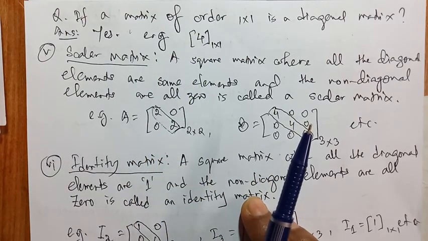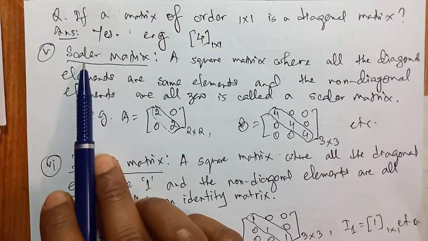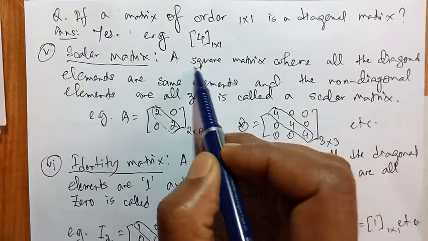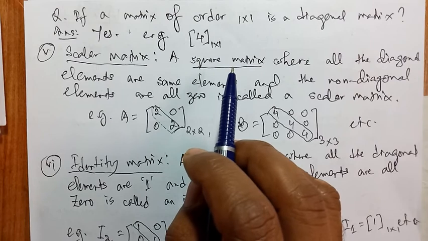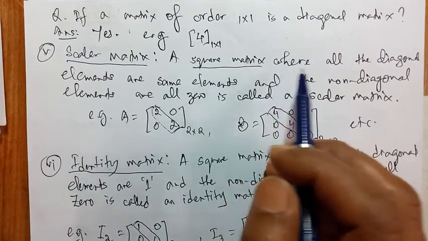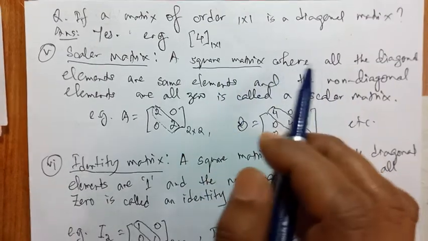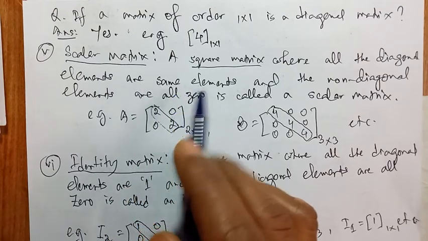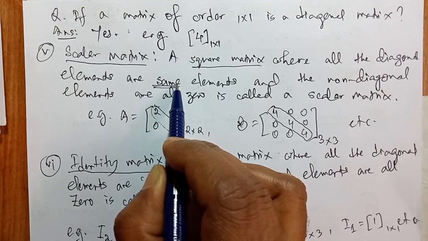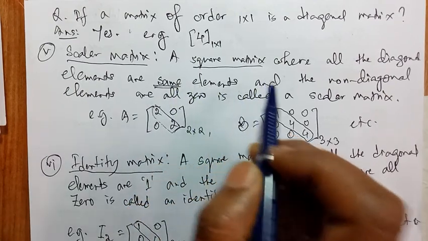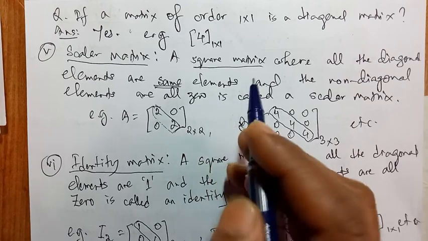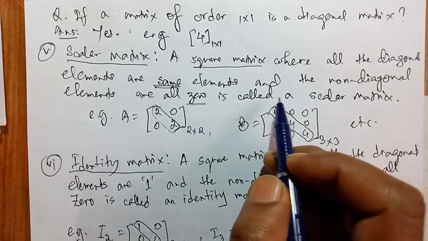Next will come the scalar matrix. The scalar matrix is also a square matrix first, you see. It is a square matrix first, and after that, all the diagonal elements are the same elements, and the non-diagonal elements are all 0. So it's called a scalar matrix.